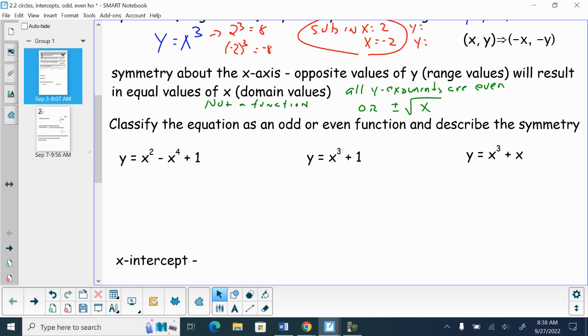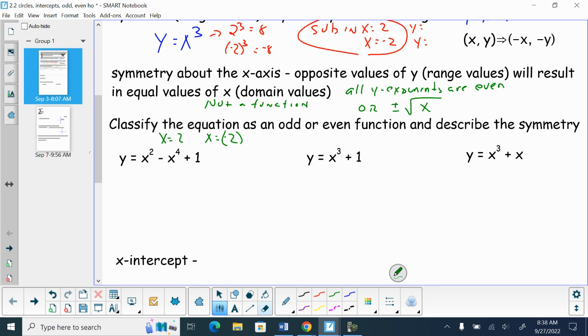So if we have some equations here, classify as odd, even, or neither. Describe the symmetry. Sub in x equals 2, sub in x equals -2. Now when you sub in -2 in your calculator, make sure you quantify.